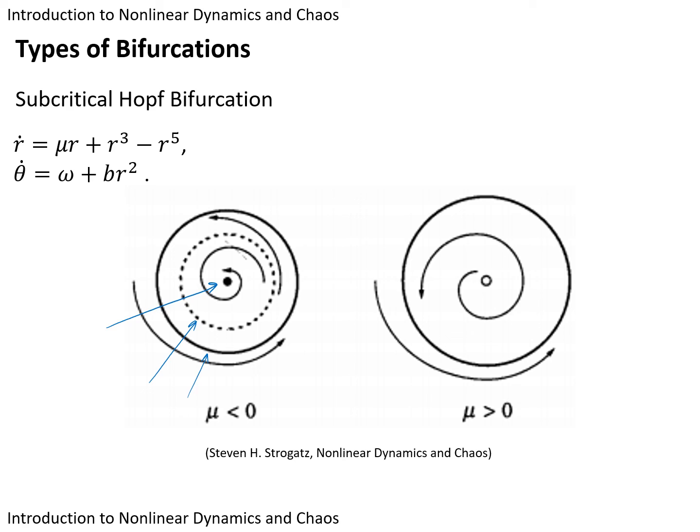When we have mu positive, then we have only one closed orbit, and this closed orbit is stable, and the point which was the stable focus previously becomes unstable focus. This is the subcritical Hopf bifurcation.